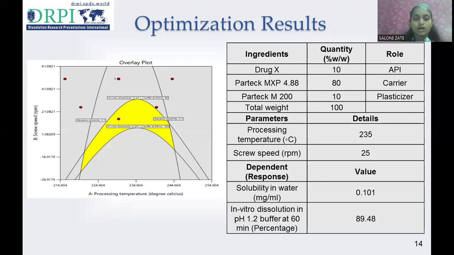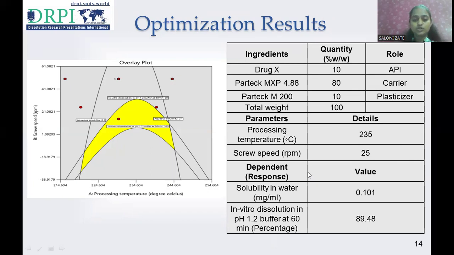Optimization results. The overlay plot considers all target response values simultaneously and highlights the area that meets all the criteria. The yellow colored region is known as the design space. From the design space, a suitable point is selected from the center part, and it is used for optimizing the formulation. Processing temperature from this we got was 35 degrees Celsius and screw speed as 25 RPM.